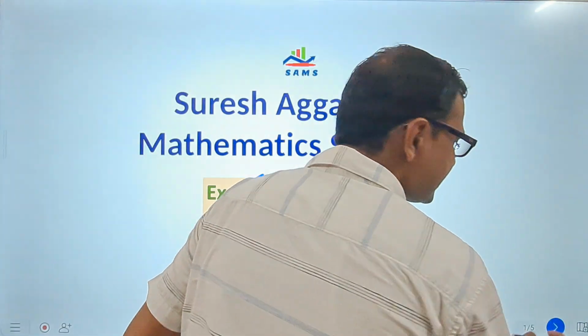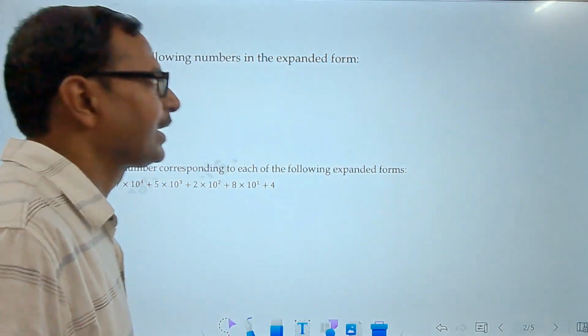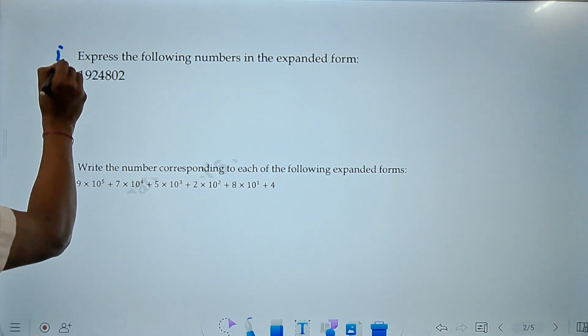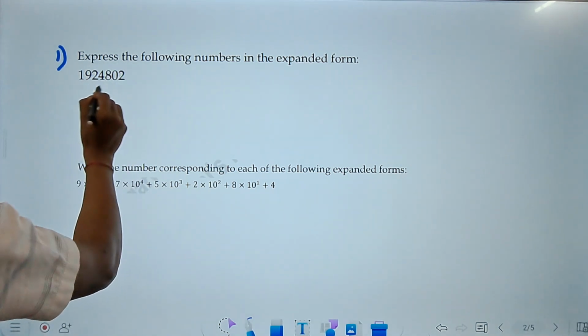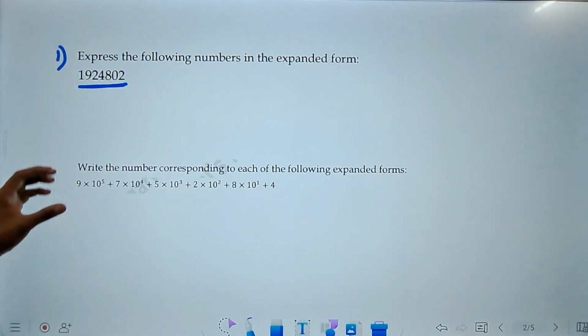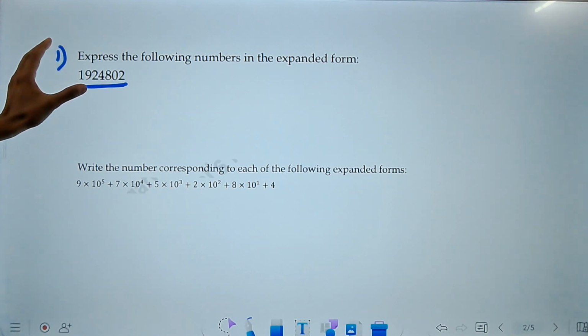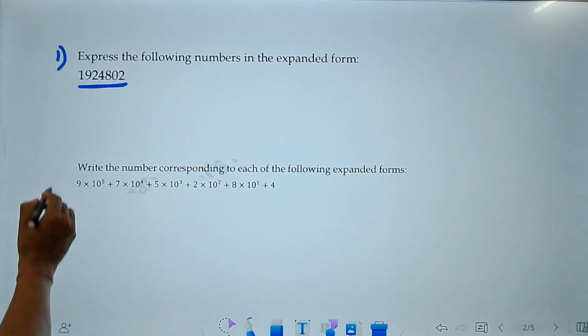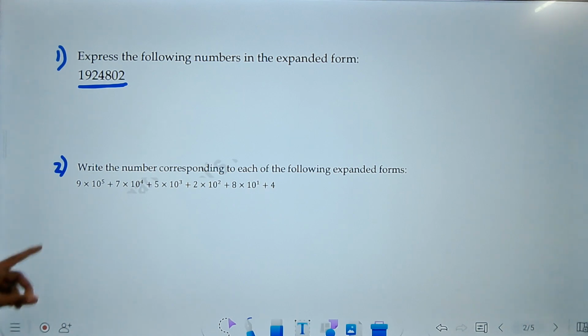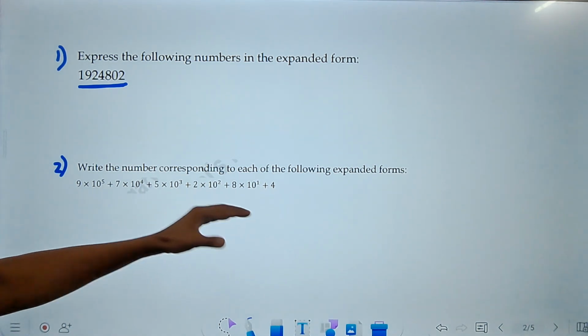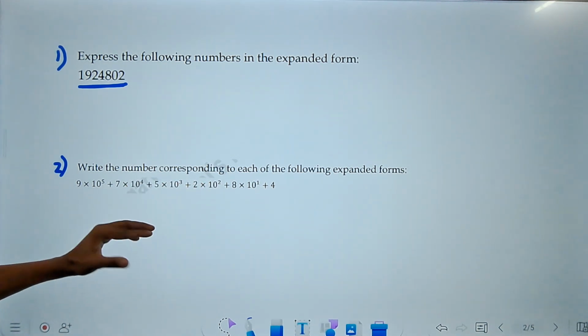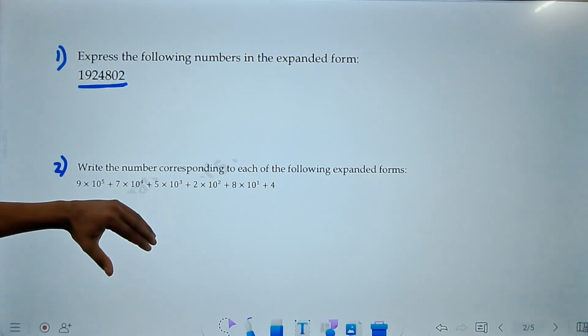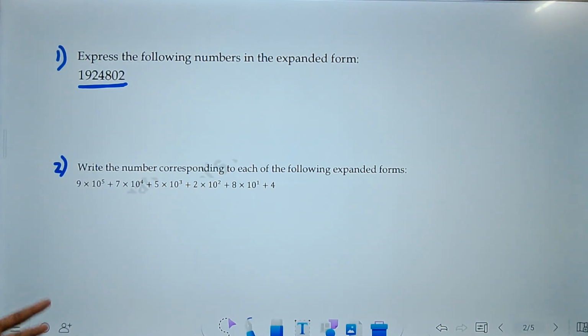Let's see some of the questions and understand the concept thoroughly. The first question here is to express this number in expanded form. Now this is a big number, a 7-digit number. We have to write it in expanded form. If you look at question number 2, there is an expanded form given here and you need to find the number corresponding to this expanded form. So these are like two different questions in different formats.